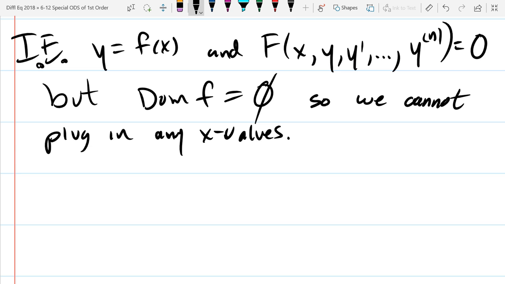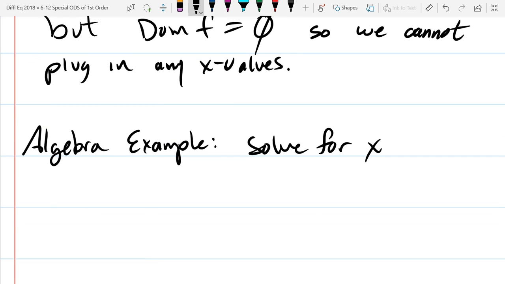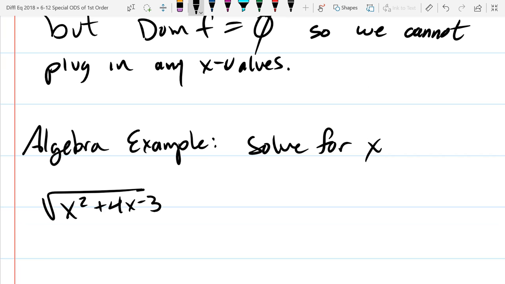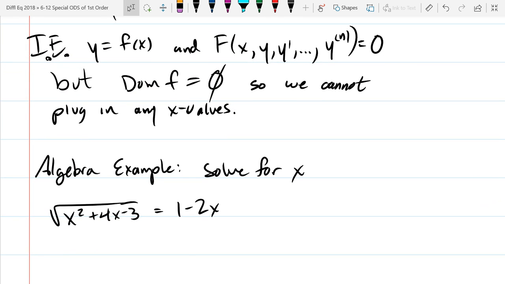So let's try an easy algebra problem and solve for x. So we don't even need calculus for an example where you can solve for x, yet it does not actually solve the original. So what's a good first step to solve for x here? Square both sides. So that's your first step.